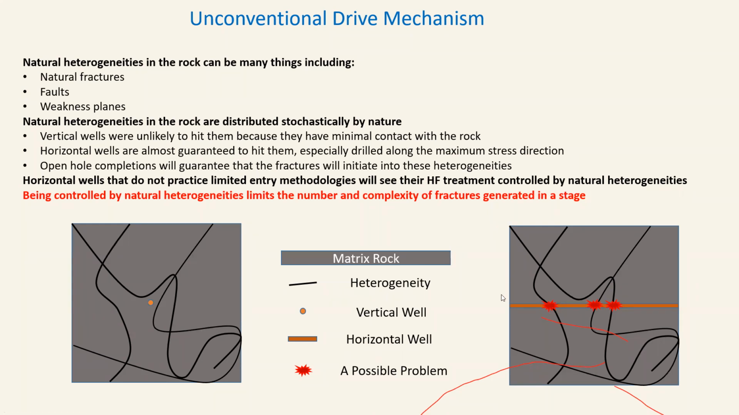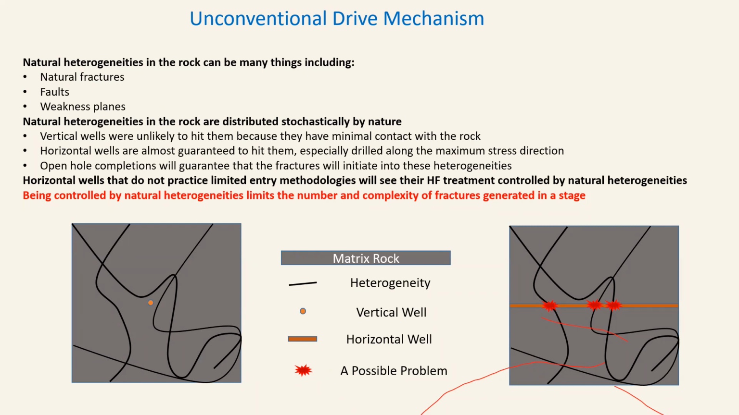However, when we started drilling horizontal wells, the horizontal well will hit every single heterogeneity in the rock. That's what a horizontal well is going to do. When we started, we did open hole completions, and if you're hydraulically fracturing a stage and there's any heterogeneity along that rock wall, the hydraulic fracture will take that heterogeneity and run with it. So instead of creating a large number of tensile fractures or any complexity, all that's going to happen is your hydraulic fracture is going to follow that natural heterogeneity and take all the fluid for that stage.